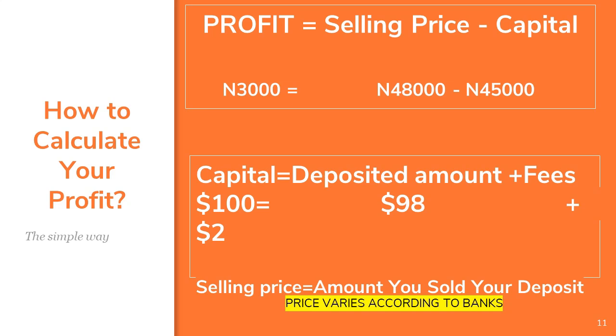So let's see a particular calculation. Let's imagine that your capital is 45,000. I want to buy $100 and I'm being charged 450 naira per dollar. So if I'm doing $100, I'll be charged 45,000 naira. And if after selling, the total I get is 48,000, even with fees being inclusive, it means I'm going to make a profit of 3,000 naira. That's exactly what I'm going to make, a profit of 3,000 naira.